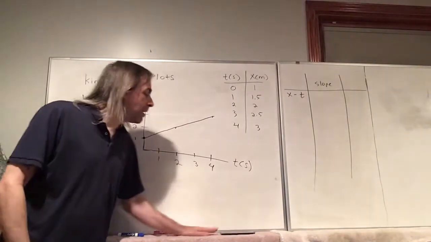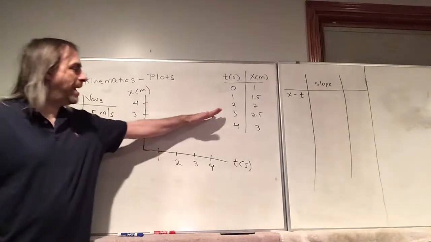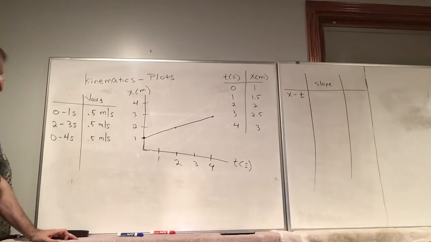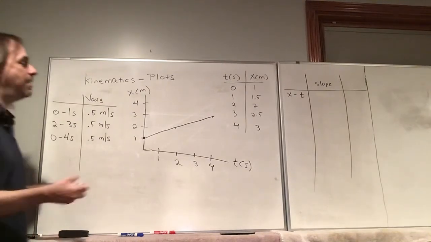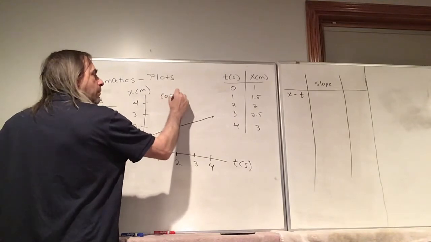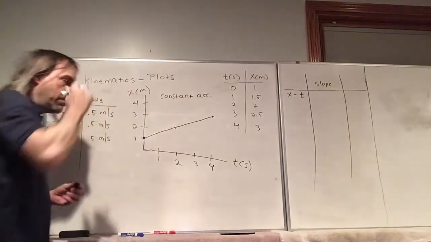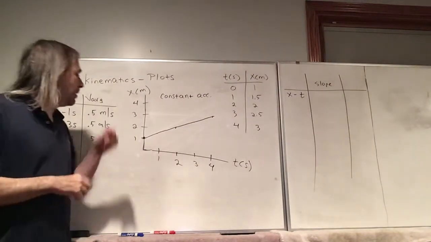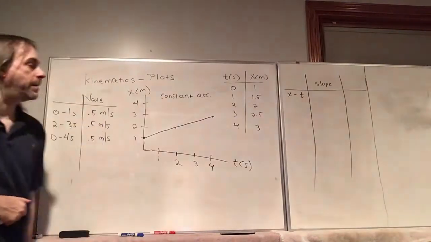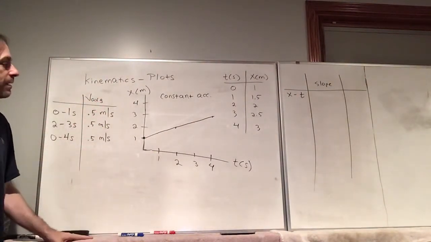And the reason why is because this is a straight line. And so we can say that this is a motion with a constant velocity. Clearly the velocity is not changing no matter what time interval we pick. And the velocity is 0.5 meters per second.